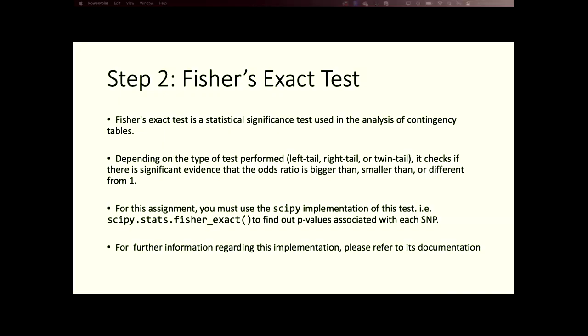And so the next test is Fisher's exact test. Fisher's exact test is a statistical significance test used in the analysis of contingency tables. Depending on the type of test performed, left tail, right tail, or two tail, it checks if there's significant evidence that the odds ratio is bigger than, smaller than, or different from 1. You should download the SciPy library and use the built-in function scipy.stats.fisher_exact to find the p-values associated with each SNP. For further information, please refer to the documentation.